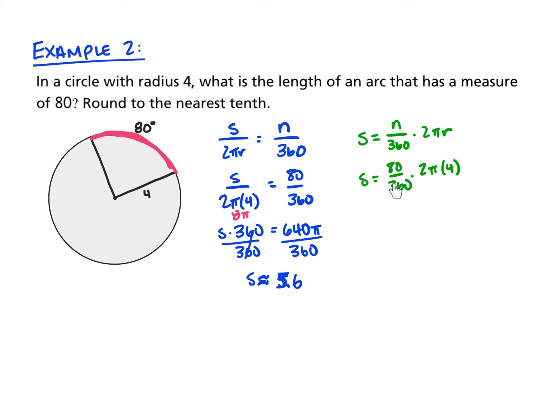And now what I can do is I can grab my calculator and I can type 80 divided by 360, get that answer, which is like 0.2 repeating, and then just say times 2 times pi times 4. So essentially, I just typed all this in my calculator at once, and I should get the exact same answer, about 5.6.